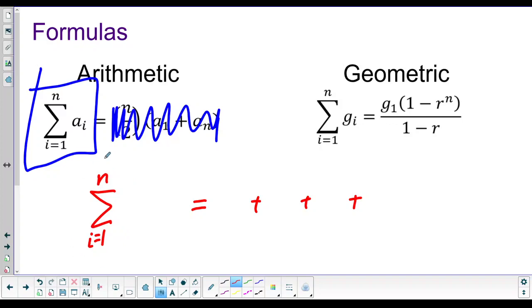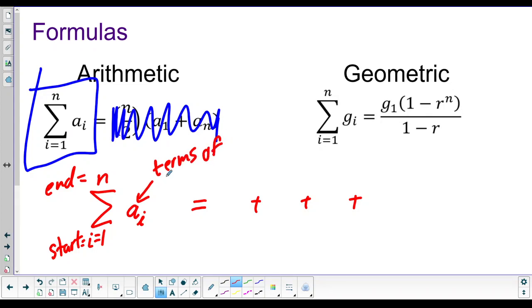Then we have an n on top. This is telling you which numbers you are adding together. This tells you where to start, and this tells you where to end. All right? So it's saying i starts at 1 and then goes to n. All right? And then afterwards it has a_i, excuse me, a subscript i. So a, in this case, is the term of an arithmetic sequence.